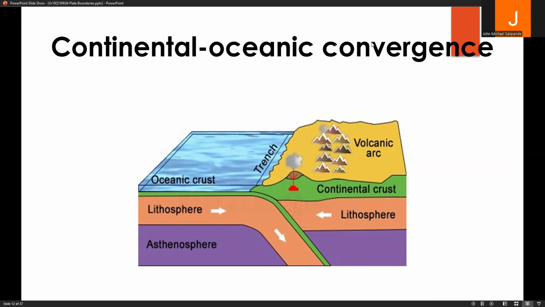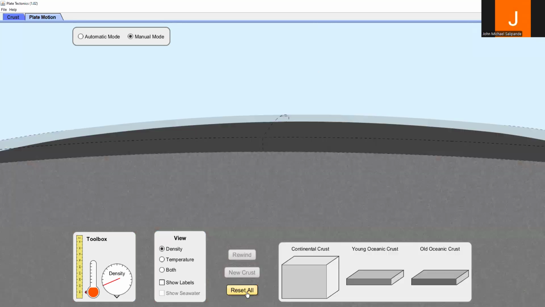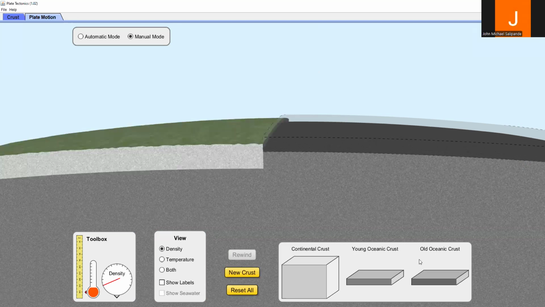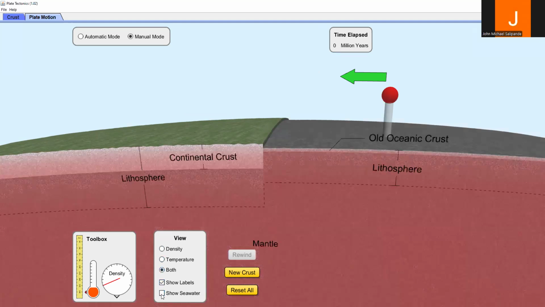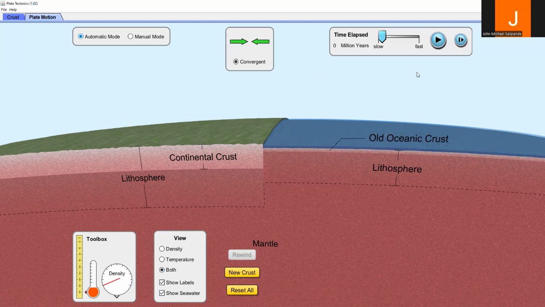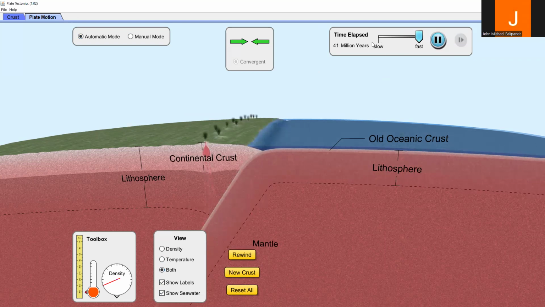So let me go back to our simulation and reset all the navigations here. So I will put a continental crust on the left and an old oceanic crust on the right. By adjusting the settings and pressing play, we can see that the older oceanic crust subducts under the continental crust. And you could almost see identical geological formations here, just like in oceanic convergence.